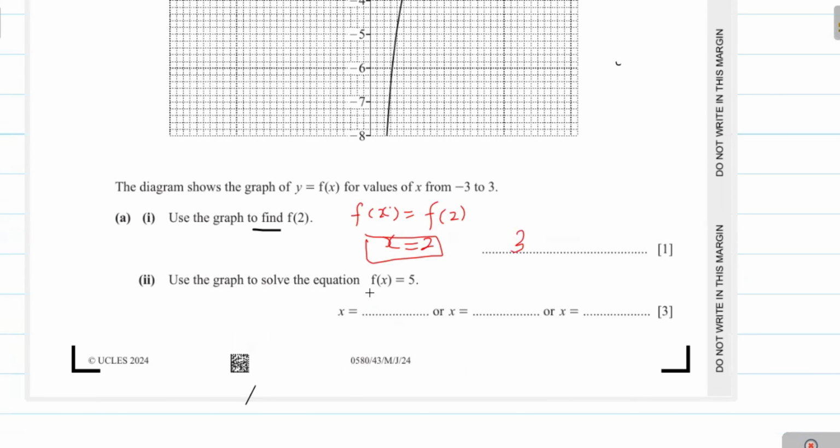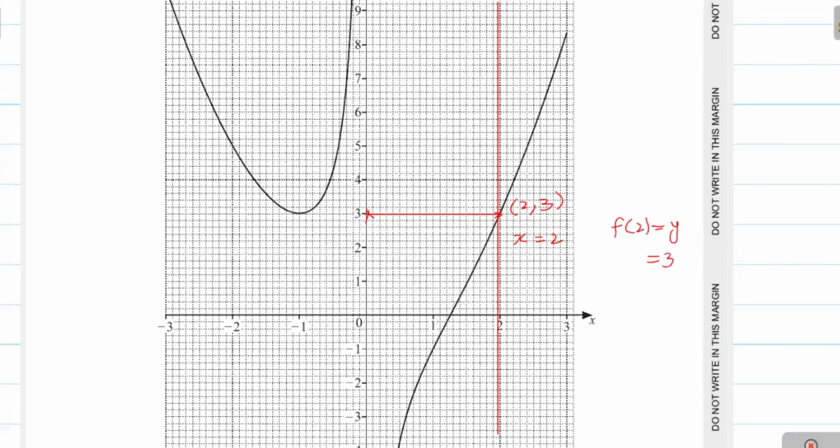Next, use the graph to solve the equation f of x equal to 5. Now f of x equal to y, therefore f of x here is 5, therefore y equal to 5. This is the straight line we will draw here. And this straight line is parallel to the x-axis and passing through the y-axis at 5. Now look here, this straight line intersects the graph at 3 positions.